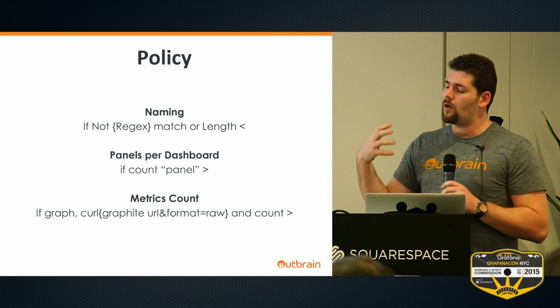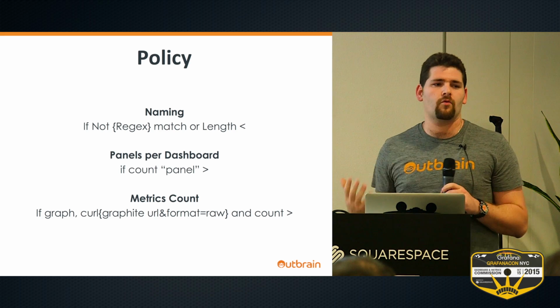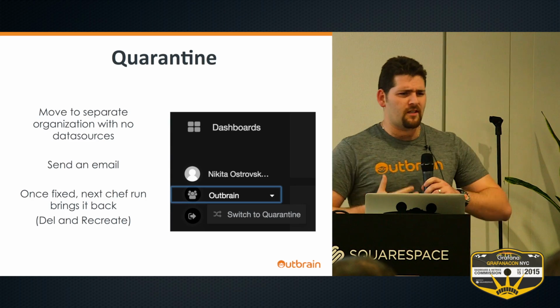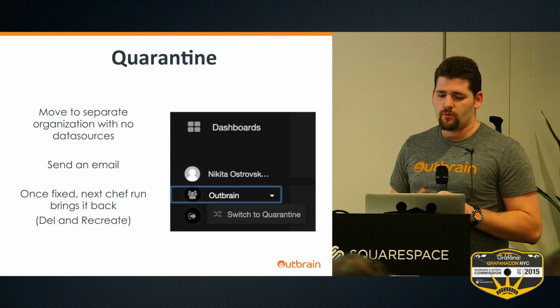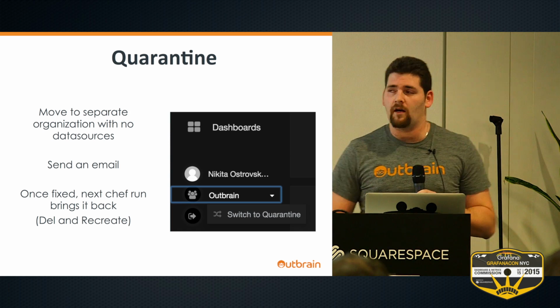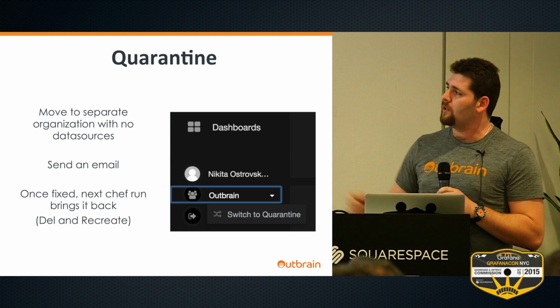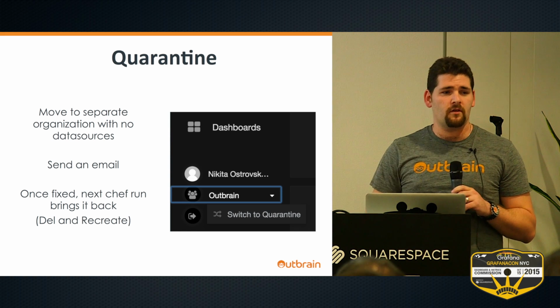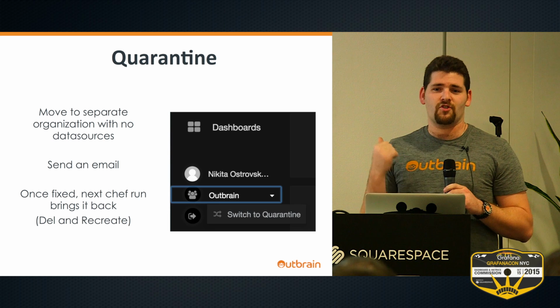But ultimately, using the API, you can just make your own policy. This is really easy stuff. So what do we do with this big list of bad dashboards? We created a separate organization within Grafana that we just called Quarantine. You can see it right here. If we don't like your dashboard, we just move it into Quarantine. And Quarantine has no data sources. So we just killed your dashboard.